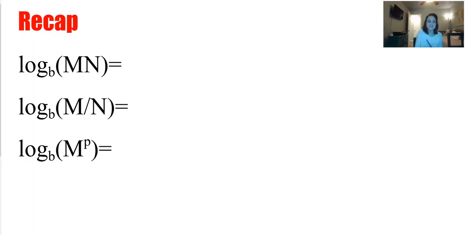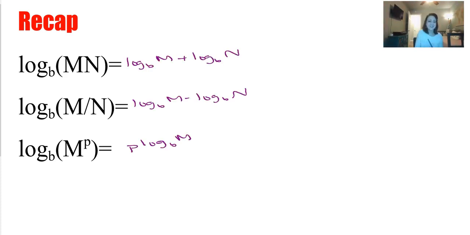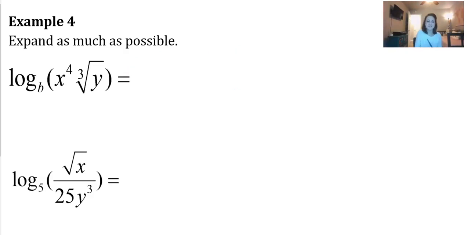Force pause on your screen. Can you go ahead and copy my screen and fill it in? So can you recap our 3 rules? Hit continue when you're ready to check your answer. All right, I've got answers on the screen. Go ahead and pause if you need to correct anything. Force a pause on your screen. Can you please copy example 4 for me?